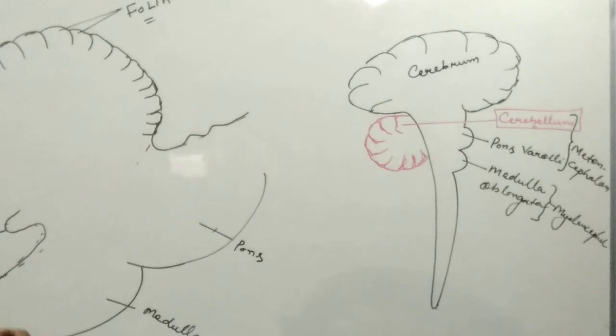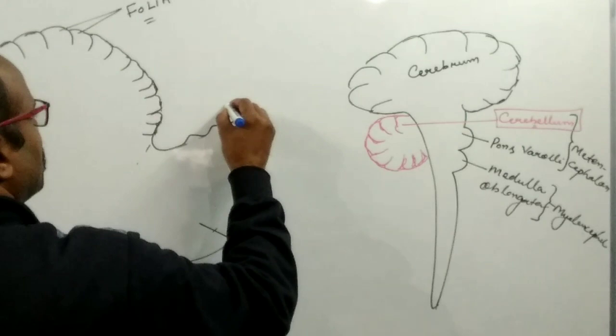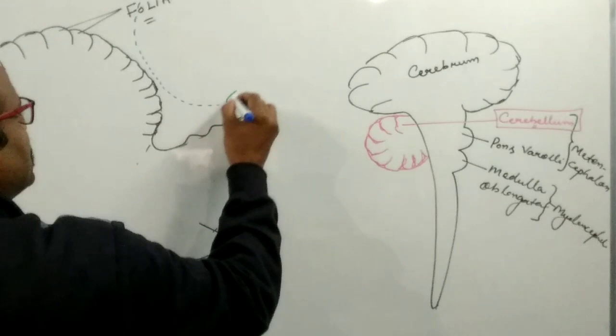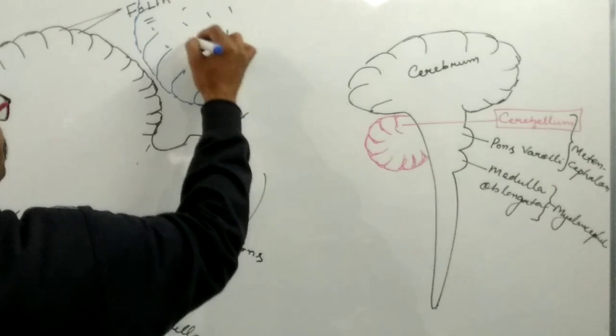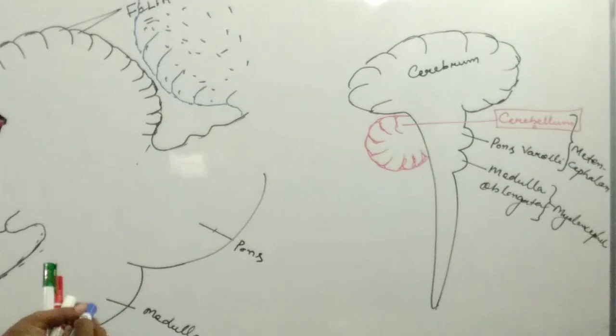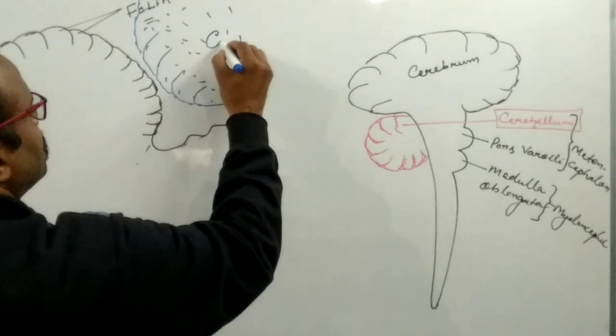So this is the cerebellum, and in this position there is the cerebrum. This is the position of the cerebrum. The cerebrum and cerebellum are separated from each other by a transverse fissure. This is the transverse fissure which divides the cerebrum from the cerebellum.